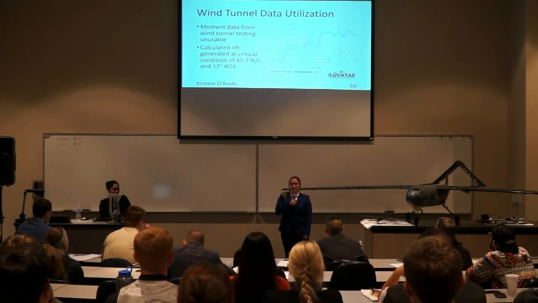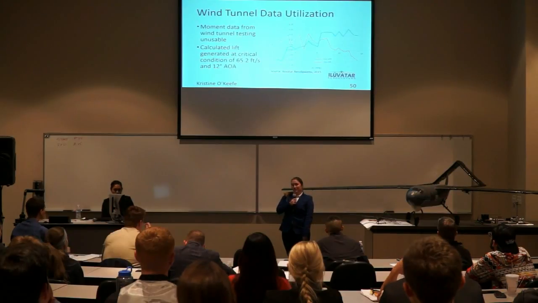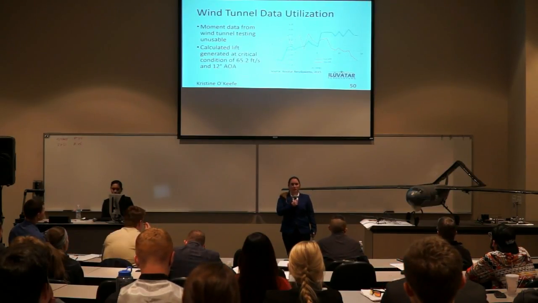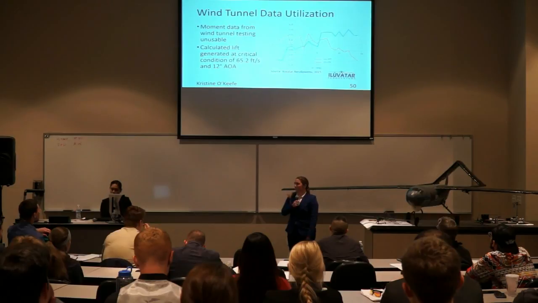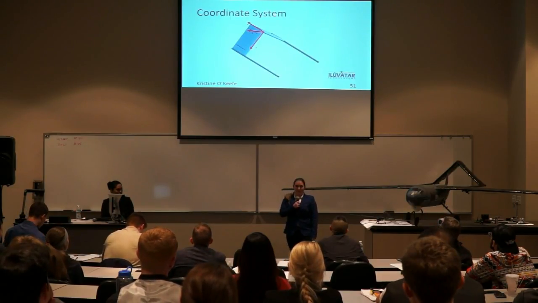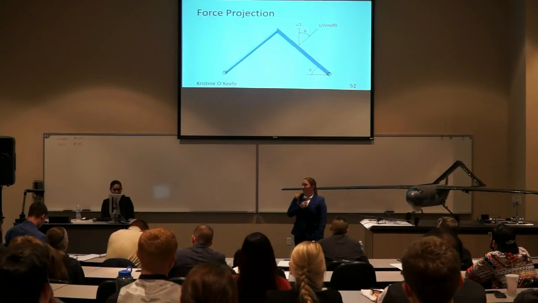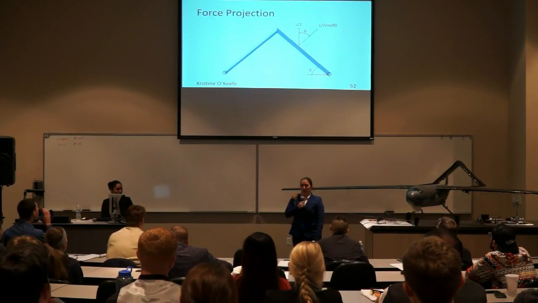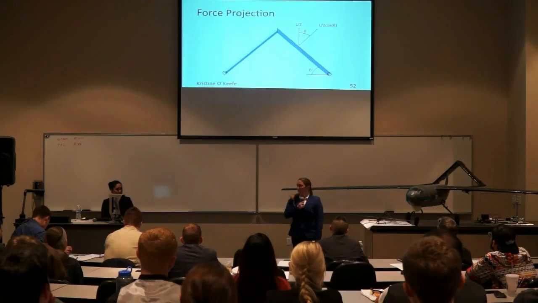So we used the critical condition described in the VN diagram, which is 65.2 feet per second, which is equivalent to the 34.5 knots equivalent airspeed. Here's the coordinate system that was used to determine the loads that are acting on the empennage. And here is the force projection. Because we were at an angle, we had to find the force normal to the surface.